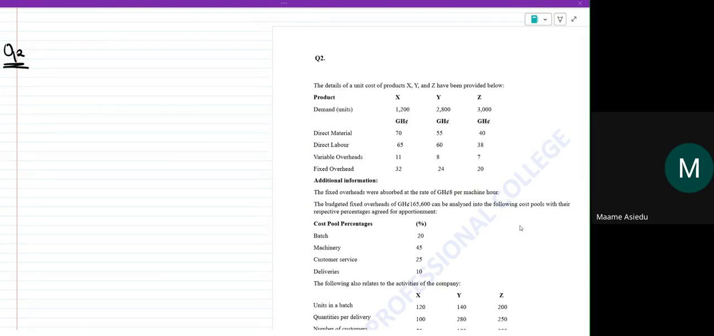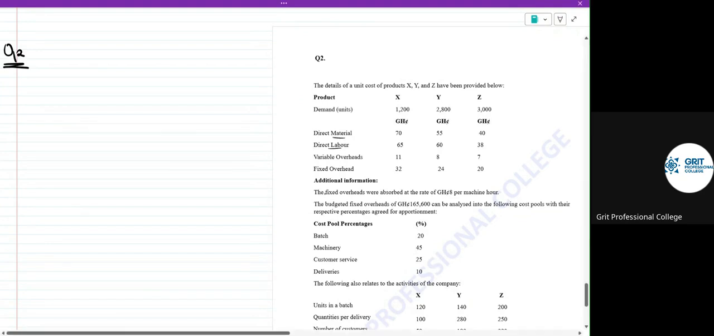The details of the unit cost of products X, Y, and Z have been provided below. Products demanded in units: X 1,200, Y 2,800, Z 3,000. We can skip the details of direct material and direct labor. You can just mention the main headers and then we proceed to the main.